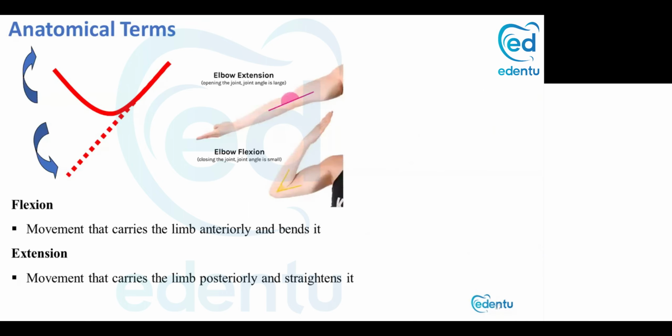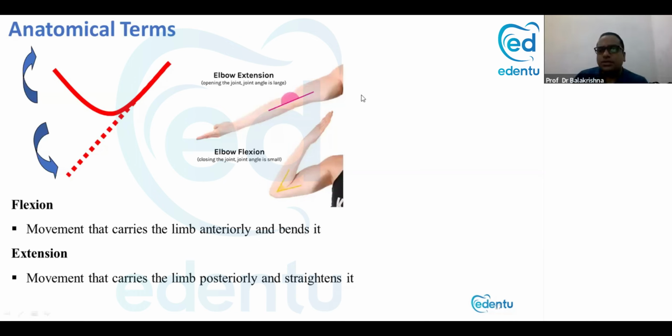Very simple. The same photograph I am telling. You see here, your hand is straightened. It carries the limb posteriorly. Your hand is going backward and posteriorly, and it is straightened. So this is called extension. And when you bend it, it is called flexion.